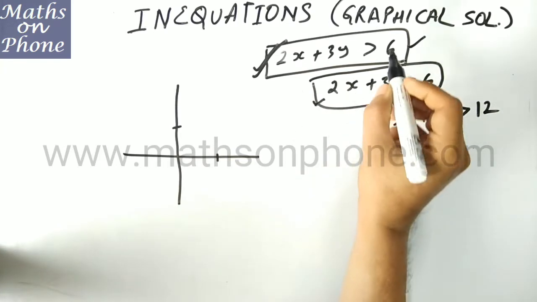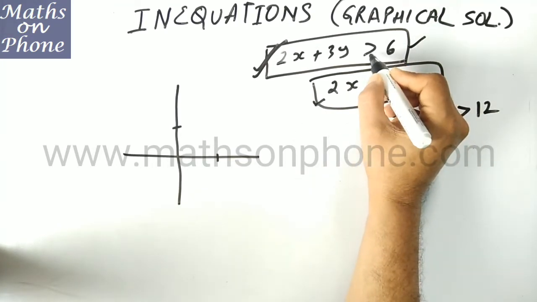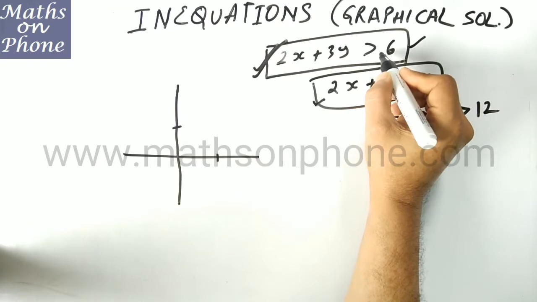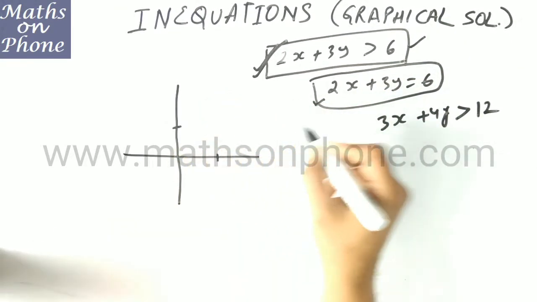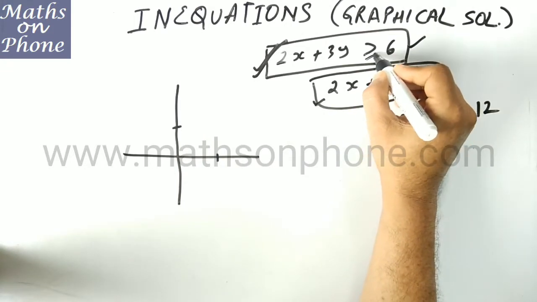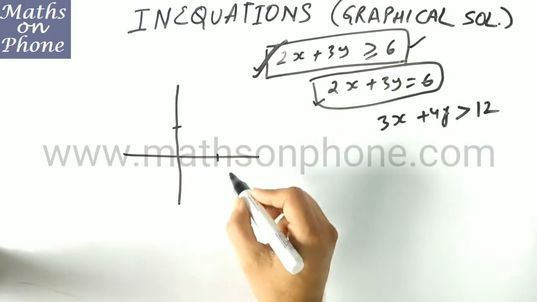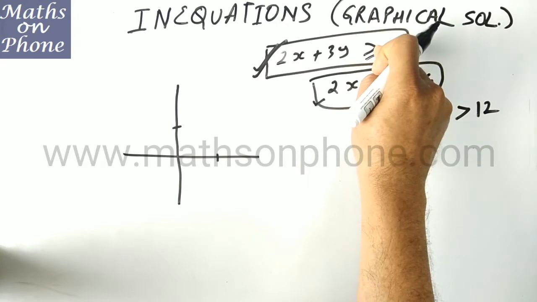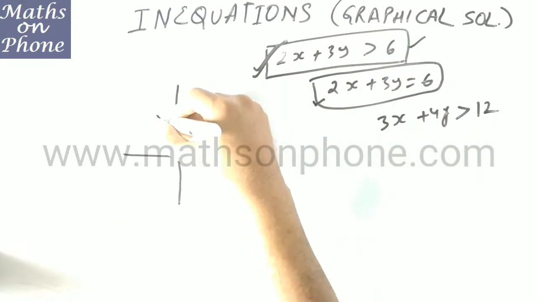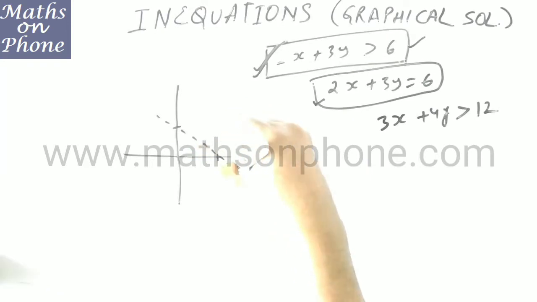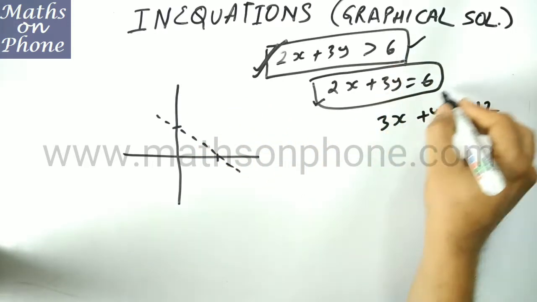Now, another thing you see: just a greater or less sign is there, not equal to, so you need to draw the dotted line, not the solid line. If it is greater than or equal to, it will be a solid line. So, only greater or only less, you need to draw a dotted line like this. I am drawing here. This is the line.